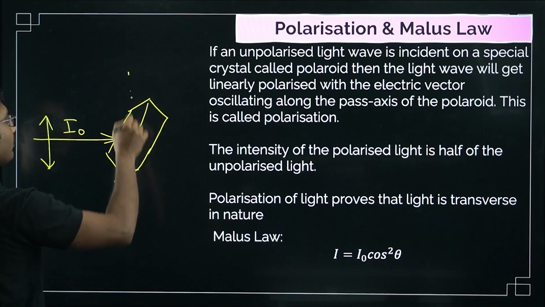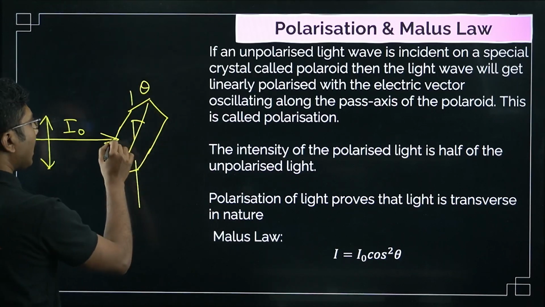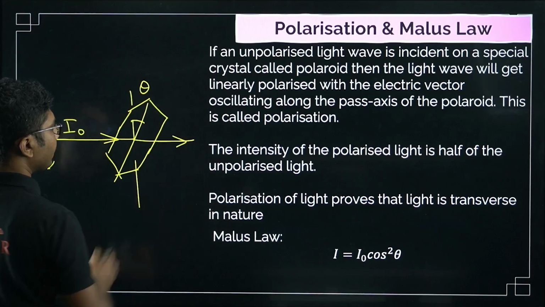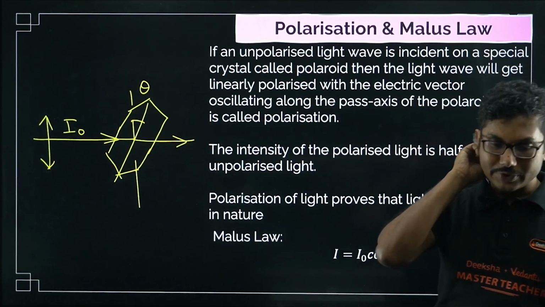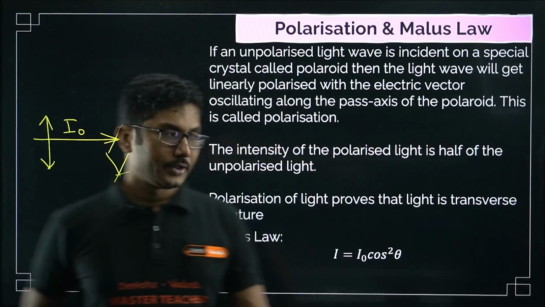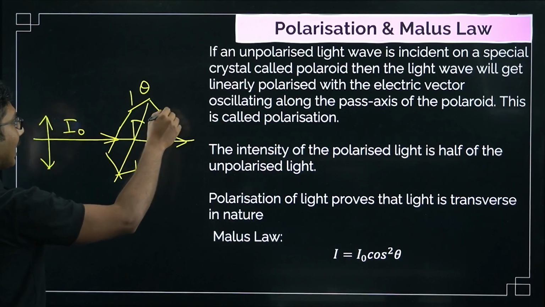The angle of this Polaroid with the electric vector is, say, theta. Now what will happen to the light which is coming out of this? Will it completely be zero, or should it have some component still left? So it will not be zero. Some component of this light will still align itself.